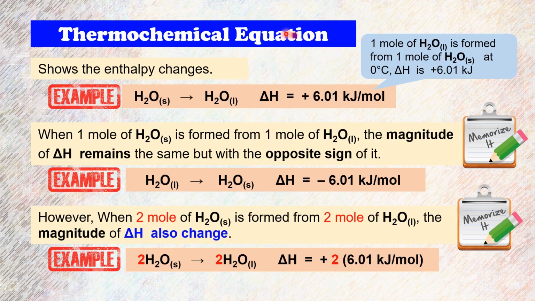Okay, a thermochemical equation shows the enthalpy change. It involves an equation written on the left side and the value of delta H written on the right side.